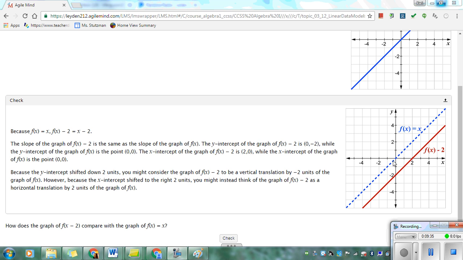Or, you know what, you can also say you went 2 units to the right, okay? So it's technically going down or it's going over, and the slope is the same. They actually both have a slope of 1. So let's just say, because we know that the y-intercept is -2, we'll say that it also went 2 units to the right, and then it has the same slope, which is +1.